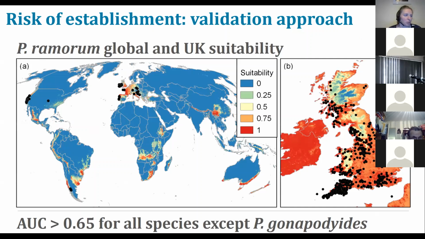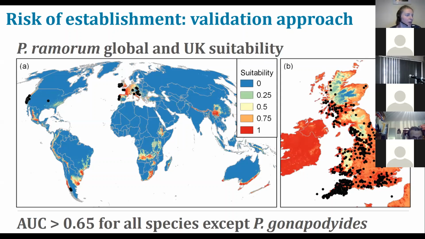So global predicted suitability matched very well with the known global distributions of species. And using cross-validation with subsets of the global data, the AUC was greater than 0.97 for all 9 species. But what we're really interested in is how well these models can predict and extrapolate beyond the known ranges of Phytophthora species, so into novel regions.